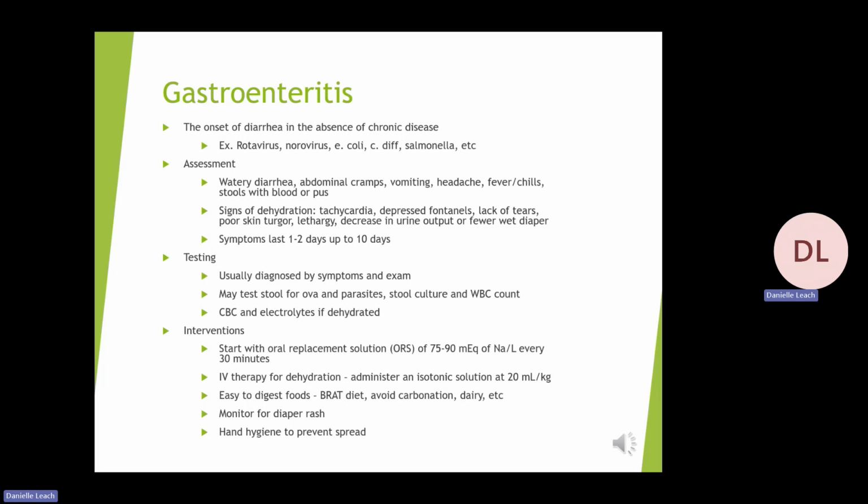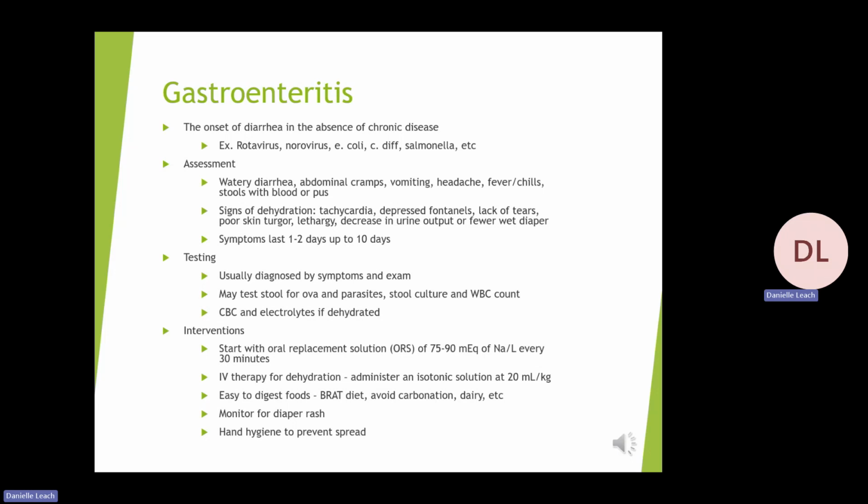Testing, like I said, usually it's just diagnosed by symptoms and an exam. If they suspect something like parasites, then they may test the stool for ova and parasites. They may do a stool culture or a white blood cell count of the stool. You can also do CBC and electrolytes if dehydrated.